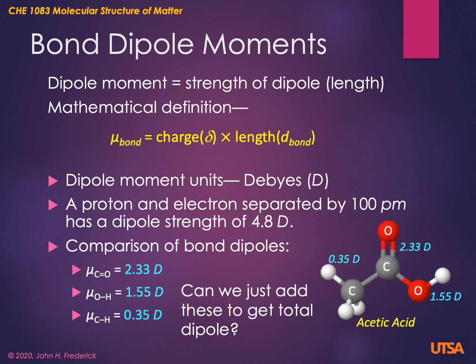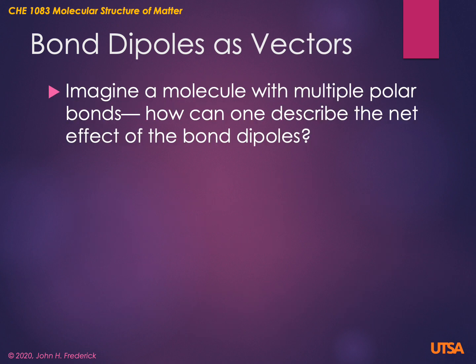So you might ask, well, okay, I want the total molecular dipole moment of this molecule, acetic acid. Can I just add these numbers together? Well, that would be great if we could, but the answer is no, we cannot. We need to consider the fact that these bond dipoles are actually vectors, and they point in different directions. So now I want you to imagine, like the one we just saw, a molecule with multiple polar bonds.